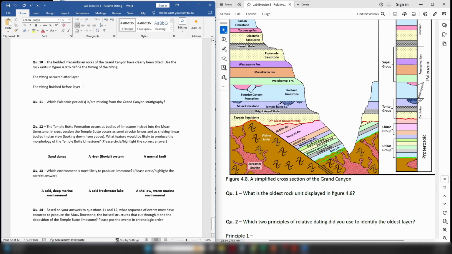So on to question 11. That simply asks you which Paleozoic periods are missing from the Grand Canyon stratigraphy. So once again, come over here. Now, please note it quite clearly states Paleozoic periods. All right. Doesn't mention anything about the Precambrian, doesn't mention the Mesozoic, doesn't mention the Cenozoic.